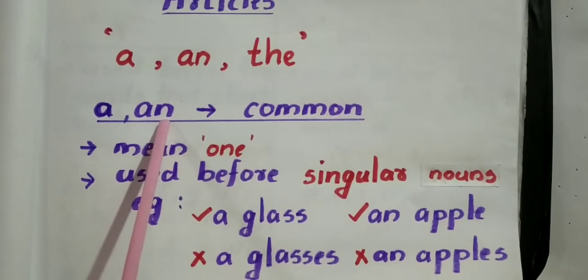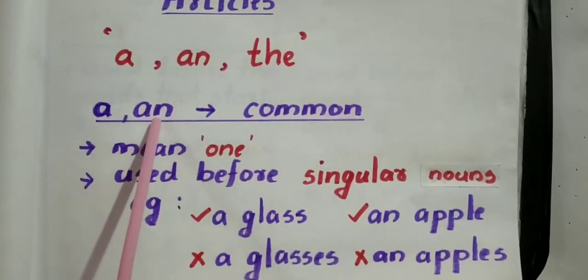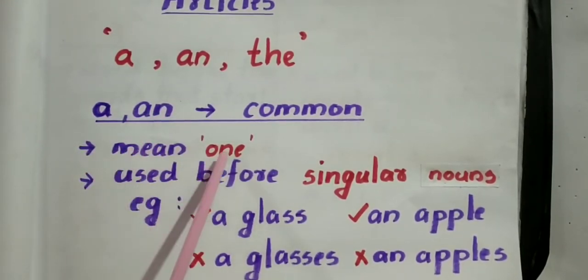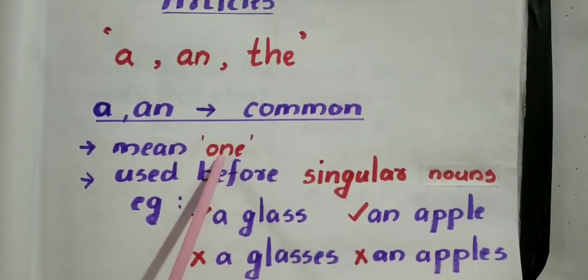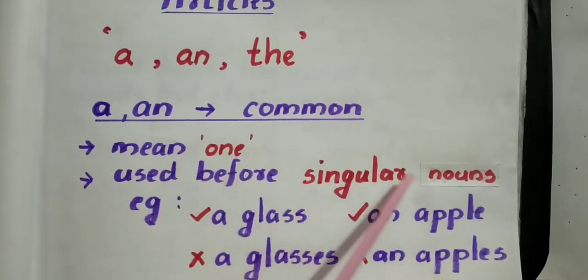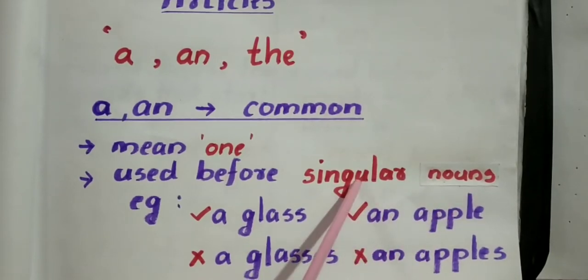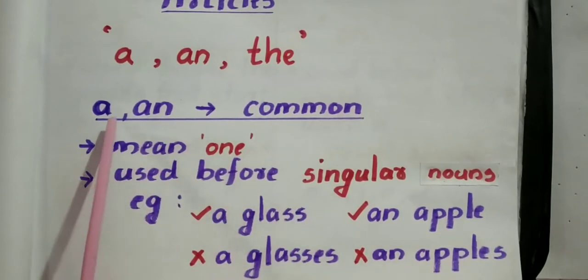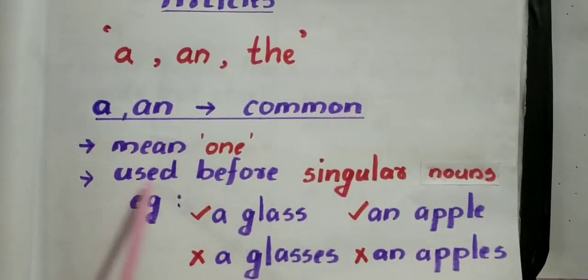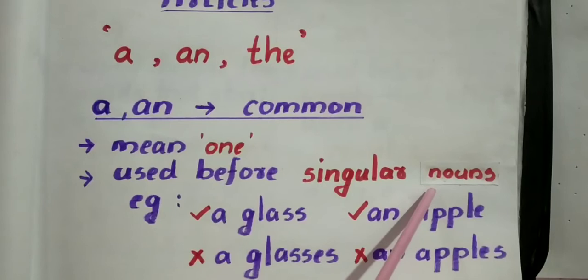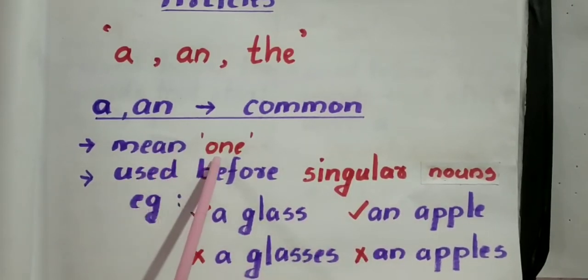Both are similar. Both have the same meaning and they have some common features. A and an mean one, and they are used before singular nouns. We know that a noun is the name of a person, place or thing. Singular means one. So the articles a and an are used before singular nouns because they simply mean one.